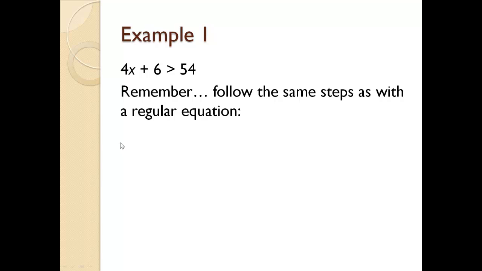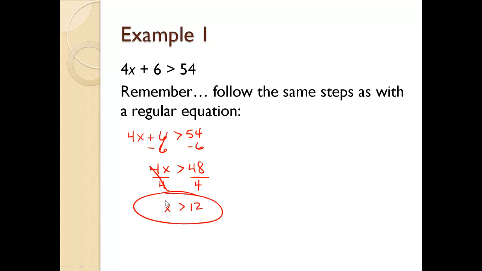Okay, you follow the same steps as with a regular equation. You've got 4x plus 6 is greater than 54. We want our variables on one side, numbers on the other. So let's subtract 6 from both sides, which will give you 4x is greater than 48 because these zero out. And then you want x by itself, so since we have 4 times x, you divide by 4 so that the 4's will cancel out, leaving you with x is greater than 12, which is your answer. Nice and easy, see? The inequality sign didn't change because we didn't divide or multiply by a negative number.